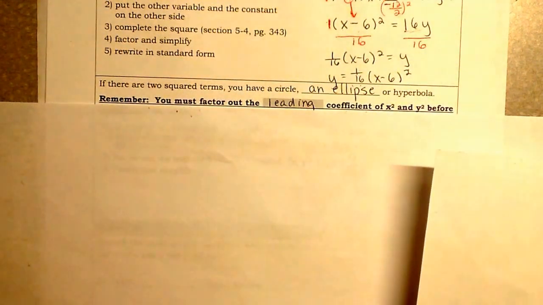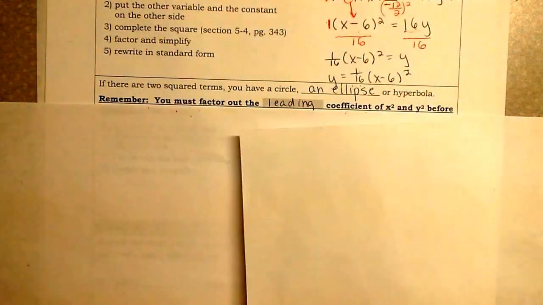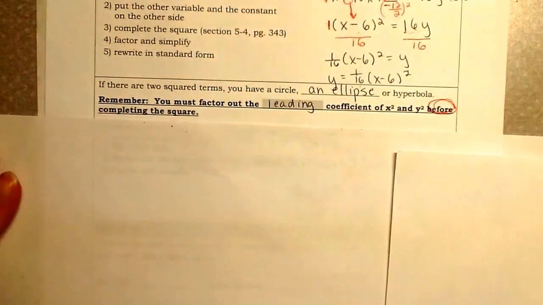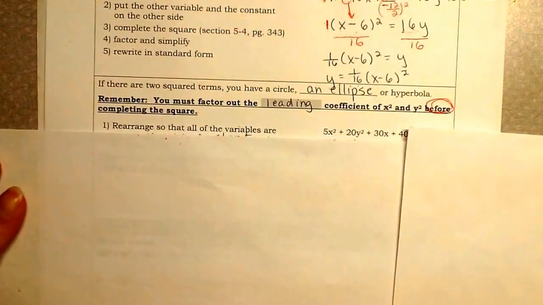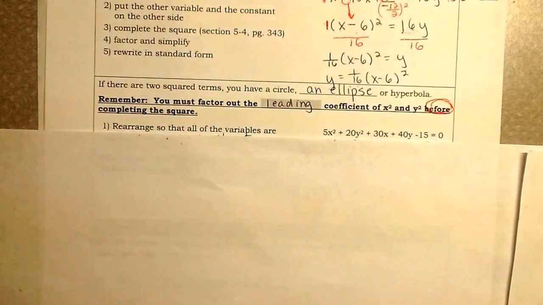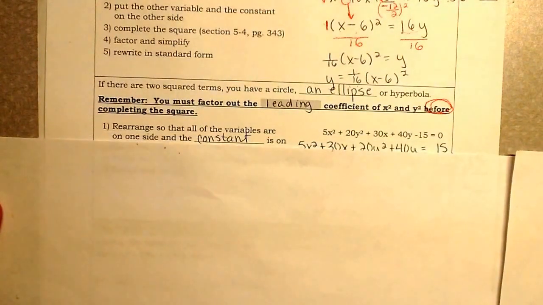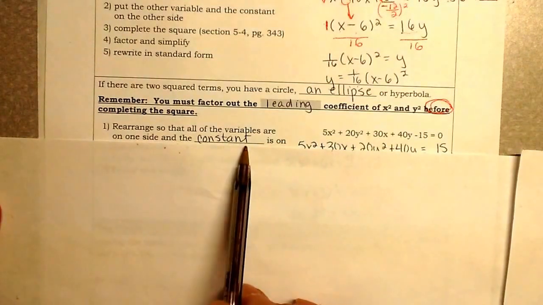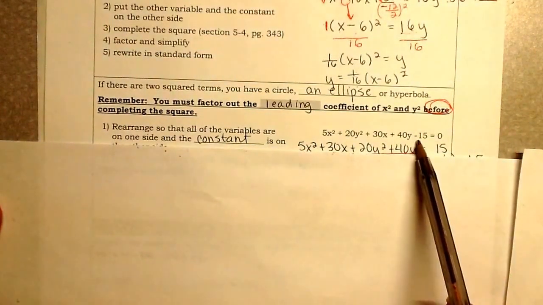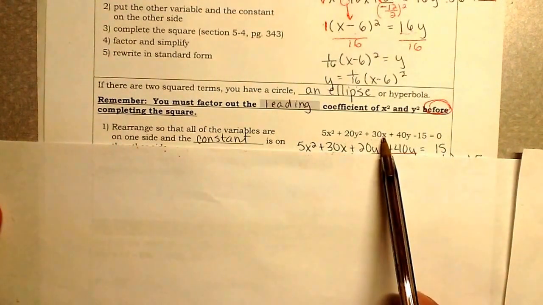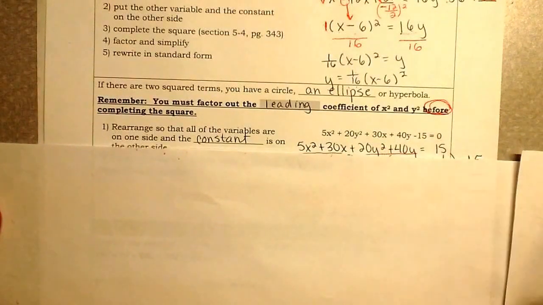Okay, so when you complete the square, remember you need to factor out the leading coefficient of x squared and y squared before completing the square. Okay, so the first thing that we're going to do is rearrange all of the variables so that all the variables are on one side and the constant is on the other. So that's what I did right here. I moved the 15 over to the other side. Okay, and I also put the x by the x squared, the y by the y squared.